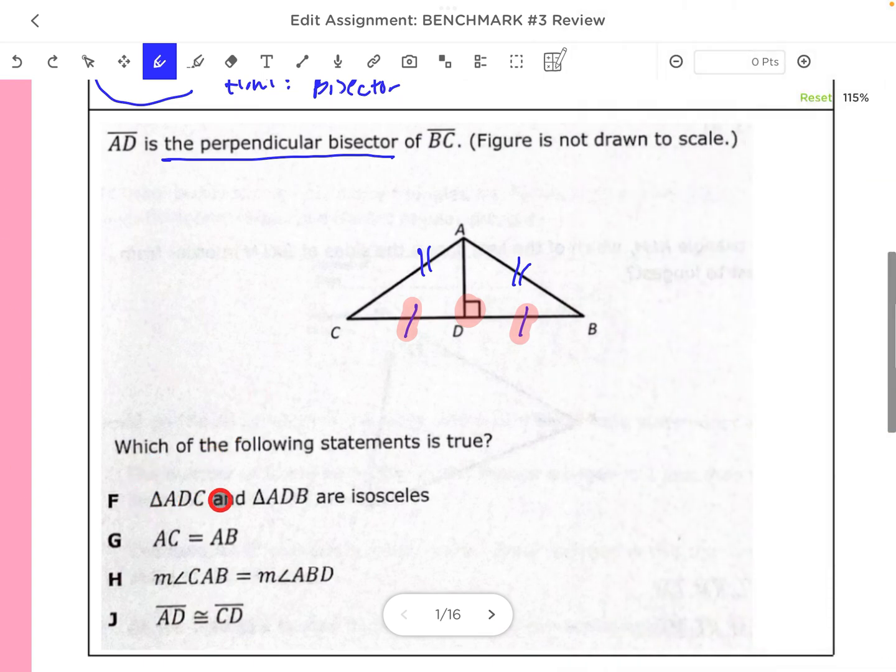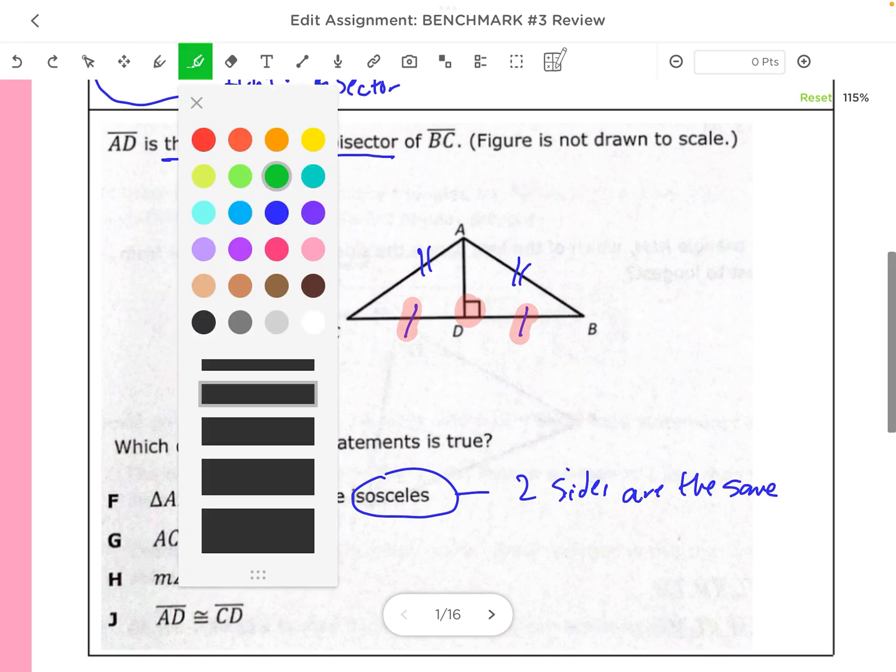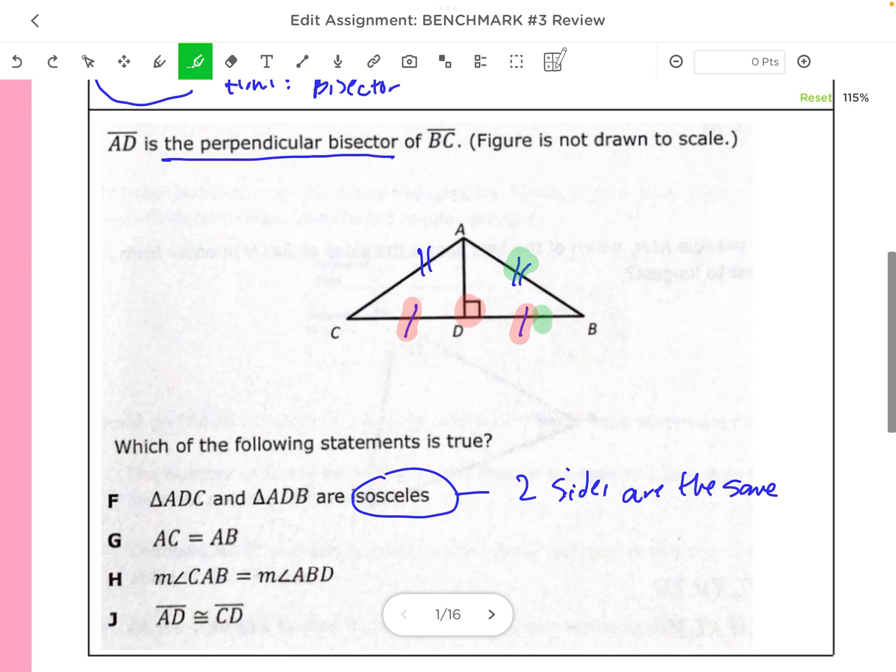It says triangle ADC, this small triangle, and ADB are isosceles. Well, what does isosceles mean? That means two sides are the same. Okay, well, what do we see here? We see that one of those is the same. We don't see that both of those are the same. We see that one of those is the same right over here. One of those is this, one of them's that, but this is not the same. So we know that this one cannot be the correct answer.